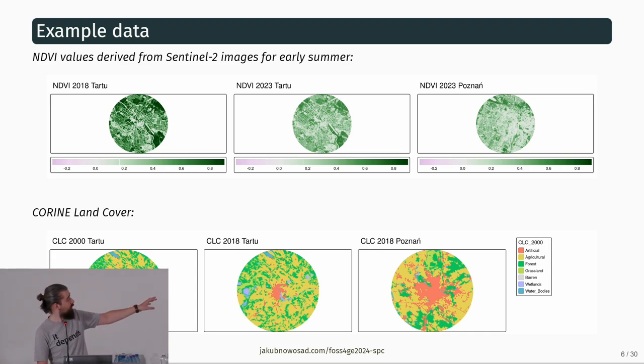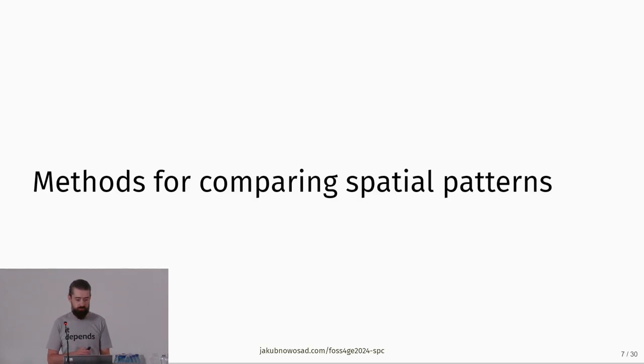And at the bottom, we have a similar situation, but with categorical data. So we have land cover data, here with seven different land cover categories. And you can see also that we have the same location for different times. So we have TAR2 in 2000 and 2018, and then we have Poznań in 2018. And those data sets, I believe, will show us the differences and similarities between those methods.